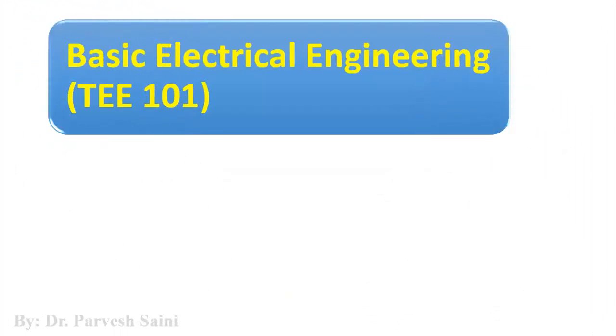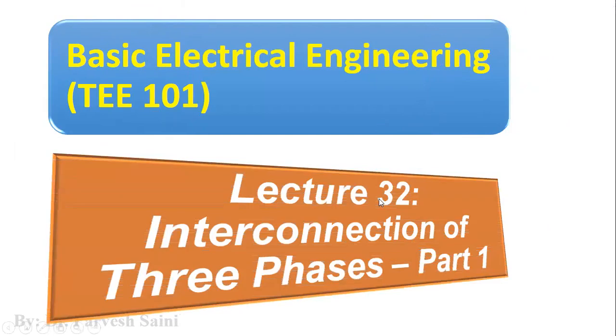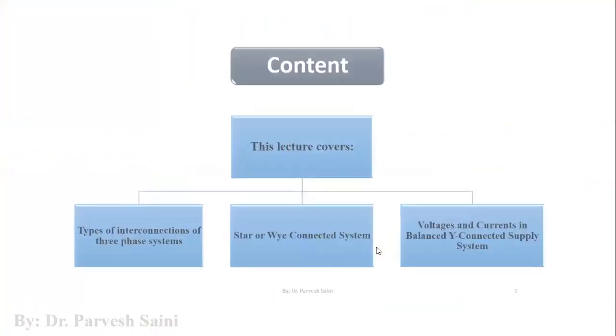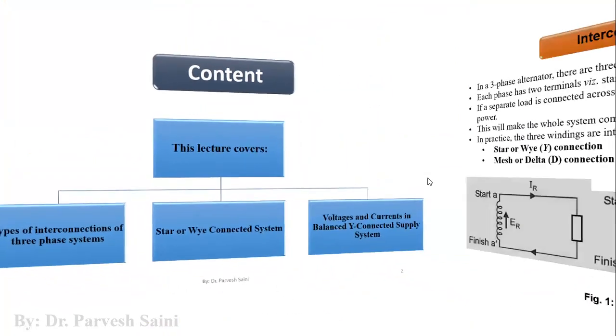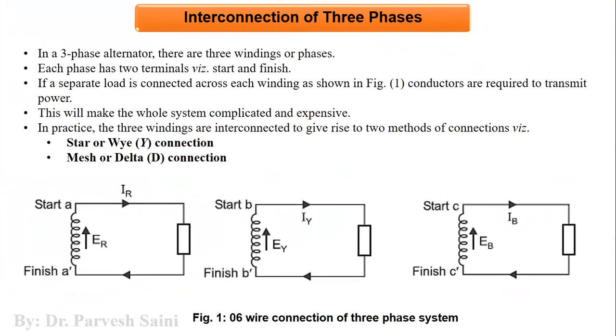In today's lecture, we will discuss the interconnection of three-phase systems. So this lecture will cover the types of interconnections of three-phase systems. Then one of the types of three-phase systems, which is the star-connected system. Then we will see the equations for the voltages and currents which are associated with the star-connected three-phase system or star-connected supply system. Now to start with, let us discuss the various interconnections of three phases.